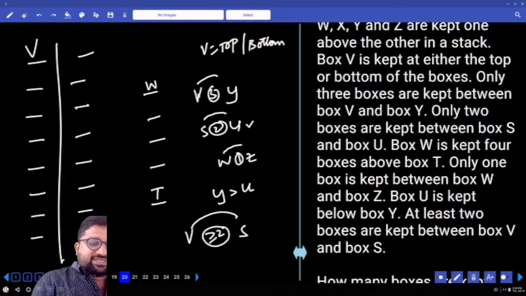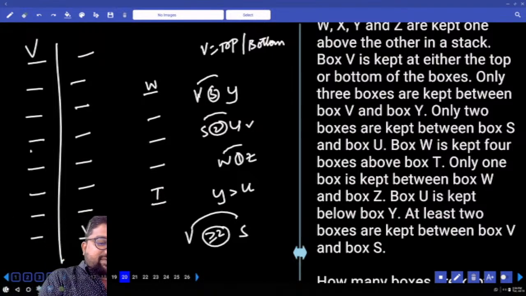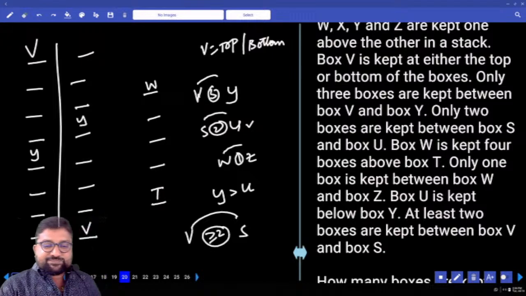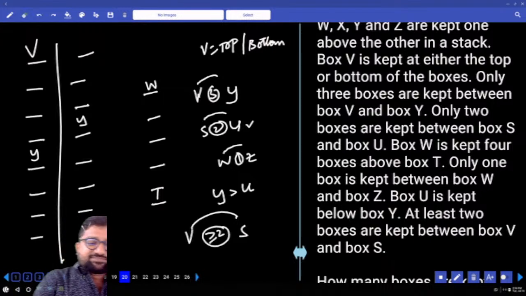2 possibilities. V is either at the top or V is at the bottom. How many between V and Y? 3. Next, tell me. U and S. How many between U and S?